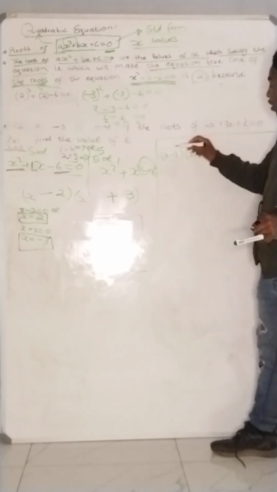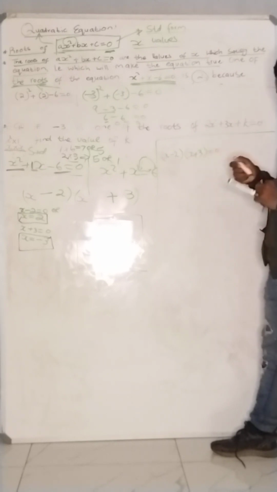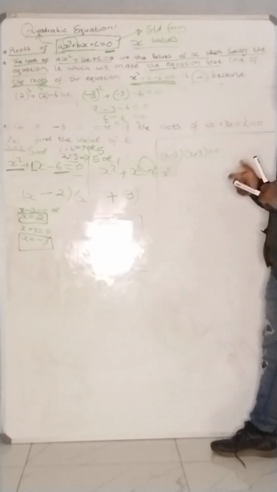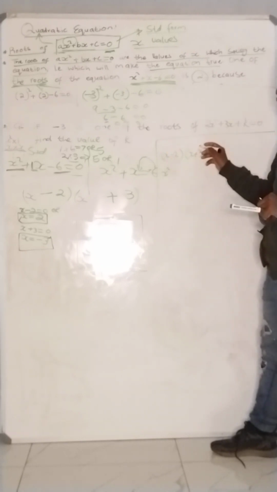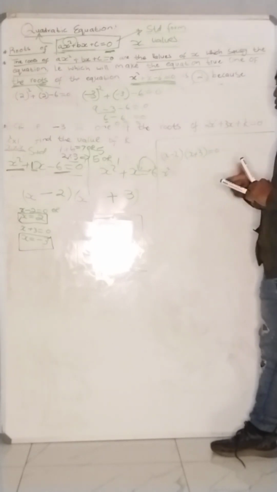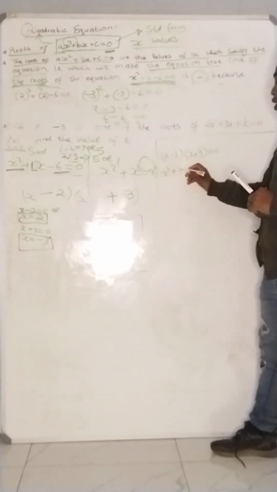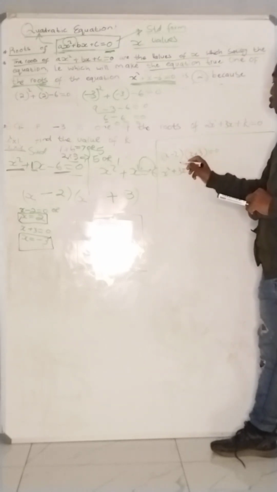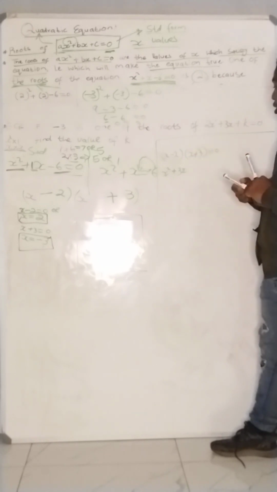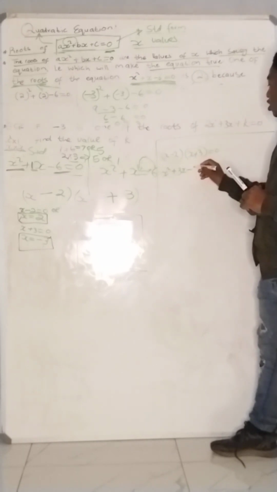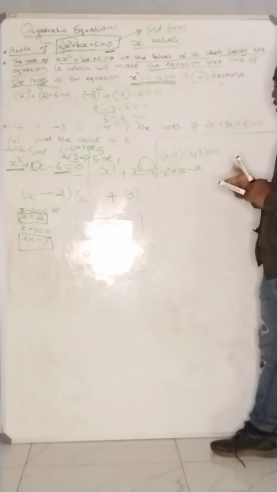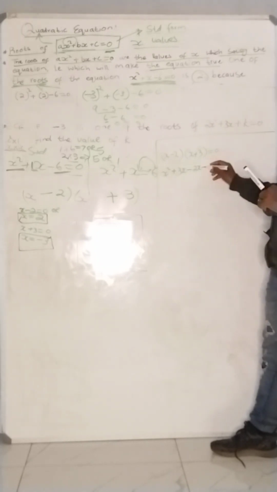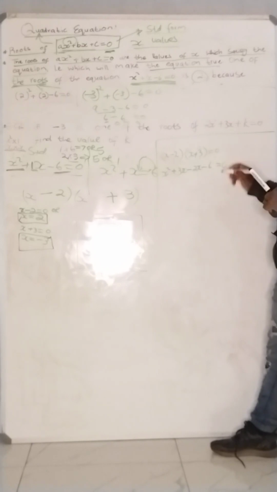You are going to say x times x, that will give you x squared. And then you're going to say x times 3, that will give you positive 3x. And then you're going to say negative 2 times x, that will give you negative 2x. And then lastly, we're going to say negative 2 times positive 3, that will give you negative 6, and then that is equal to 0.